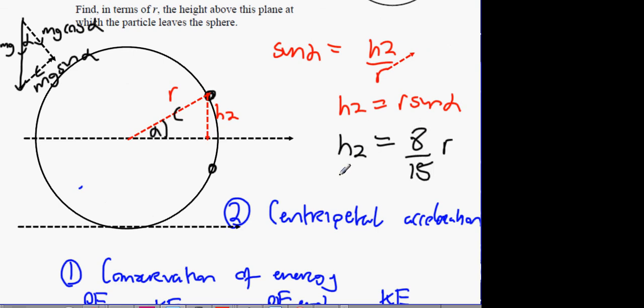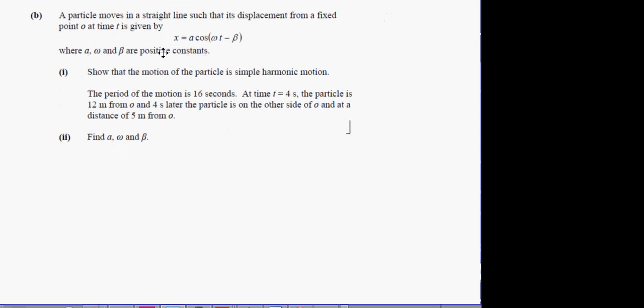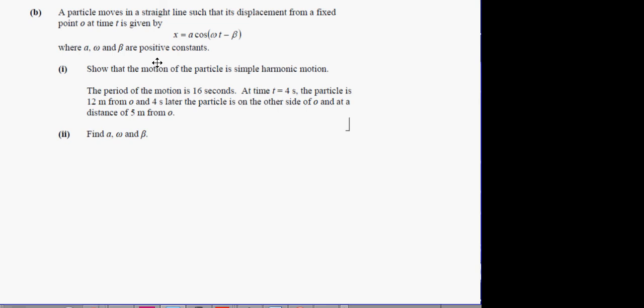Okay. A particle moves in a straight line such that its displacement from a fixed point O at a time t is given by x equals a cos wt minus b, where a, w and b are positive constants. Show that the motion of the particle is simple harmonic motion. Okay guys, the rule for simple harmonic motion is this. The acceleration is directly proportional to the displacement and is in the opposite direction.